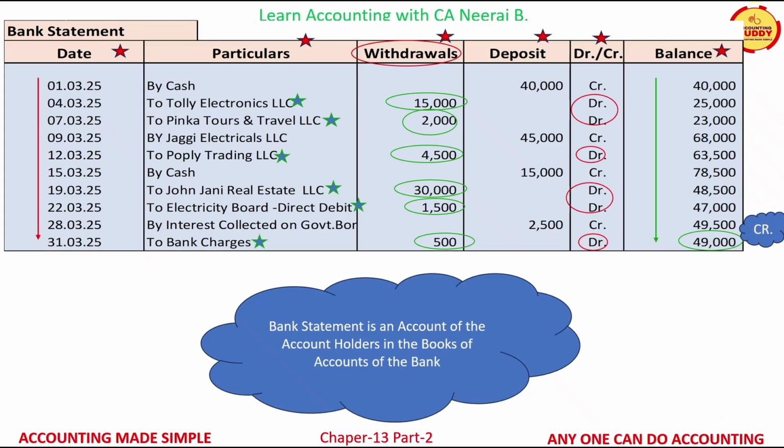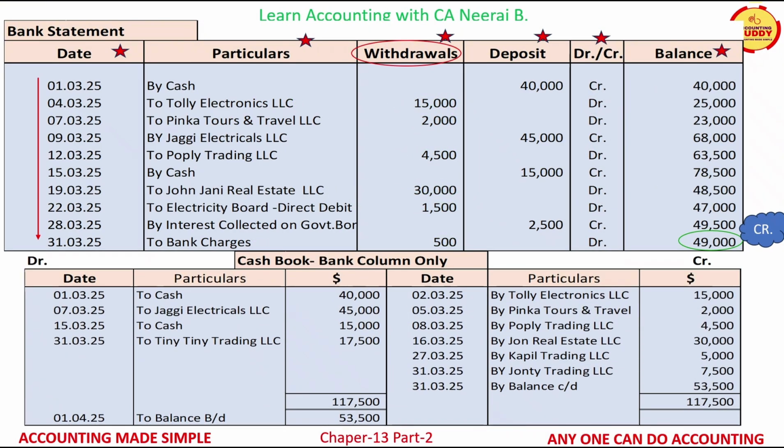Now let us recap the bank column of the cash book format and its contents as displayed on your screens. Left hand debit side records all the receipts or the deposit transactions, and the right hand credit side records all the payments or withdrawal transactions. Now the closing balance of the cash book as on 31st March 25 is 53,500 debit balance, whereas the balance as per bank statement is a credit balance of $49,000. Therefore, there is a difference of $4,500 between the two balances.